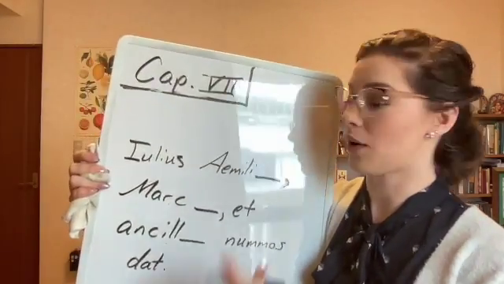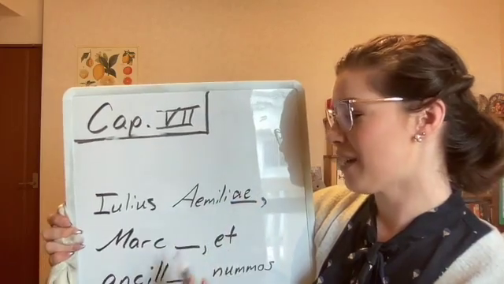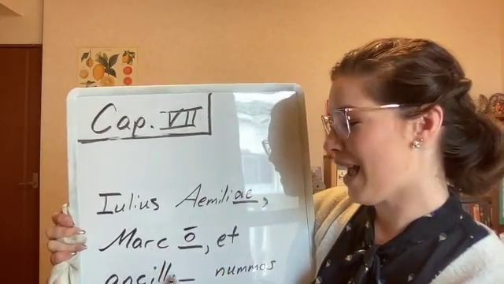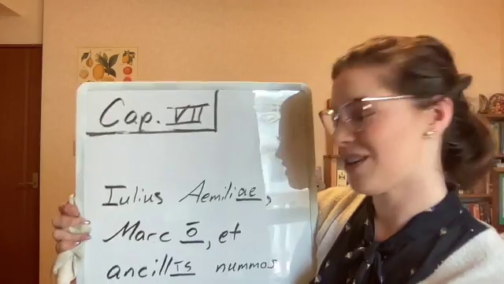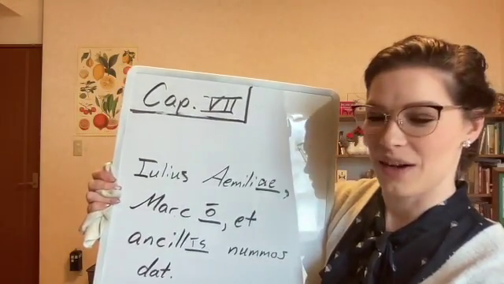Boards up. Okay. Julius Aemiliae, Marco, et ancillis nummos dat. There you go. And that's how we do it.